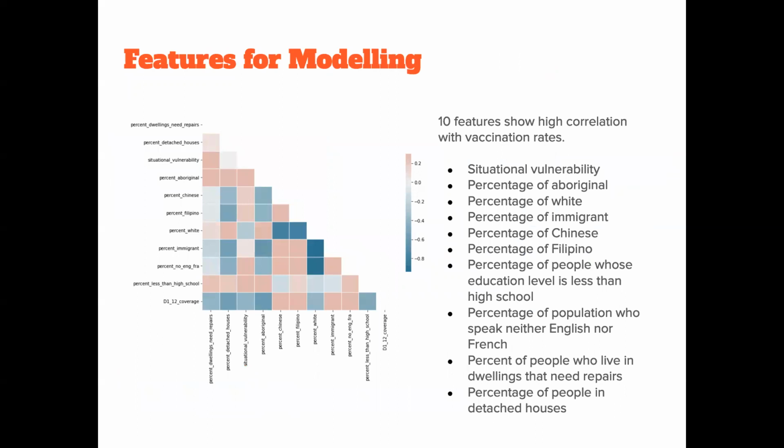So we selected the following features for modeling that had high correlation with vaccination rates. Situational vulnerability, the percentage of the population identifying as Aboriginal, percentage of the population identifying as white, percentage of the population identifying as immigrant, percentage of the population identifying as Chinese, percentage identifying as Filipino, percentage of people whose education level is less than high school, percentage of population who speak neither English or French, percent of people who live in dwellings that need repairs, and percent of people that live in detached houses.